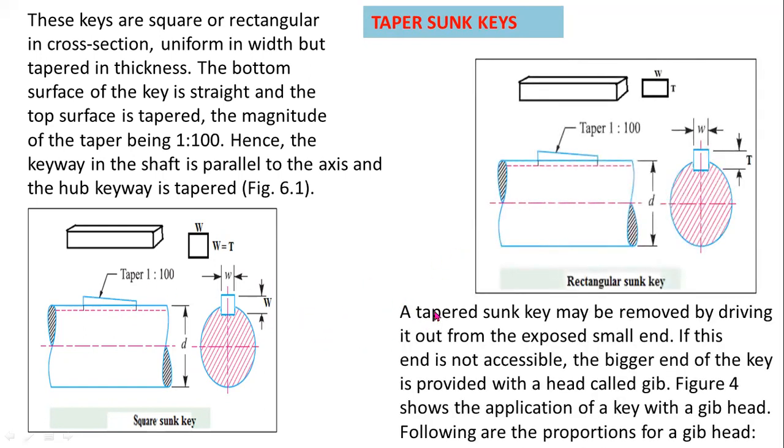The taper sunk key may be removed by driving it out from the exposed small end. If this end is not accessible, the bigger end of the key is provided with a head, called a gib head key.